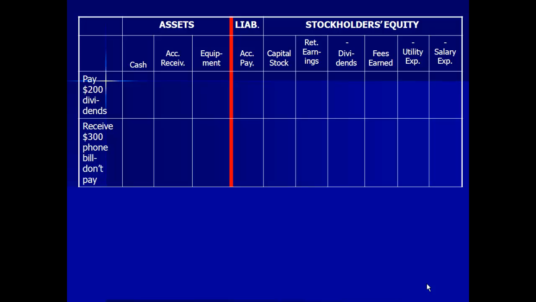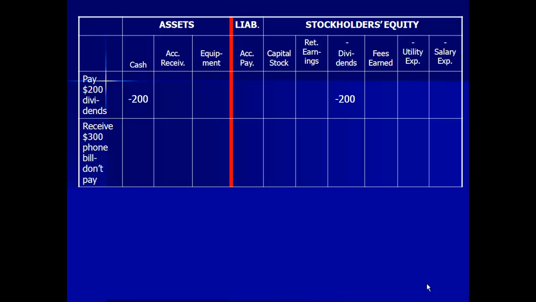All right, let's do another example. We pay dividends, $200 in dividends. What do I have less of? Cash. Minus $200 in the cash. Now, really, I have more of something else. What is it? Really have more dividends. However, dividends do what to my equity? They make it go down. So we've got to put a minus sign in front of that.